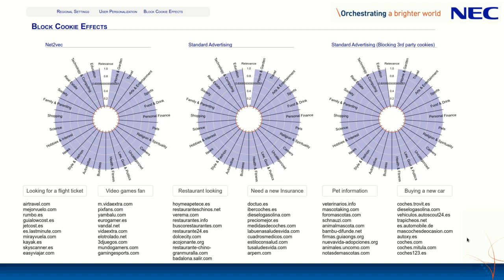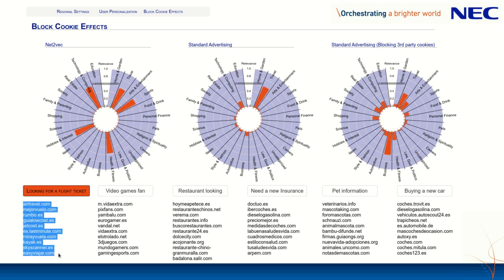So here we define some personas. This is some user that has visited a very specific website. So for example, if we go here, this is a user that visits all these typical Spanish websites to find flight tickets. And we can see how in our system we say that the user is interested in travel, but probably also in technology and computing, sports, and hobbies and interests. This is probably because most users in this dataset were interested in that.